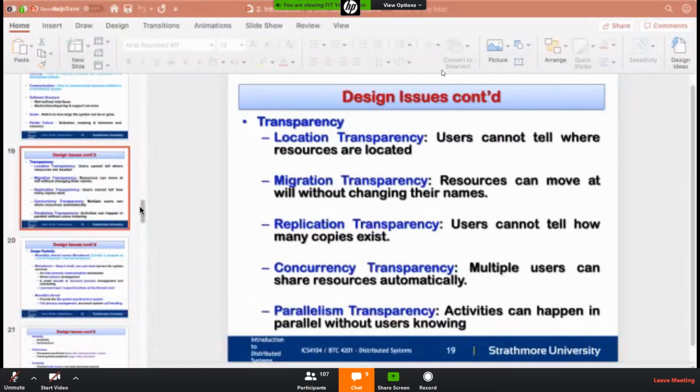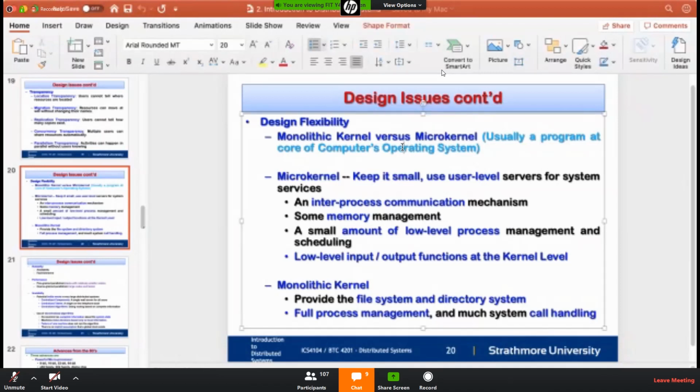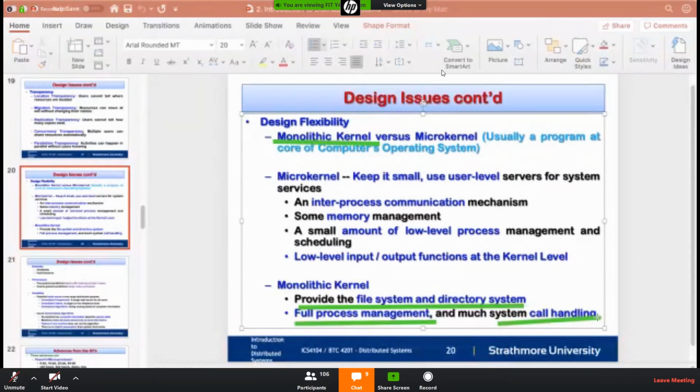And then the other thing about design is how do you design your independent device? Like right now I'm using a laptop. On my laptop, how is it designed in such a way that it can handle this? There are two ways that this can be done. We can have what is called monolithic. Monolithic simply says it's a larger program that handles everything: file system, directory system, full process management, system calling, some of the things you did in operating systems. So that's monolithic.